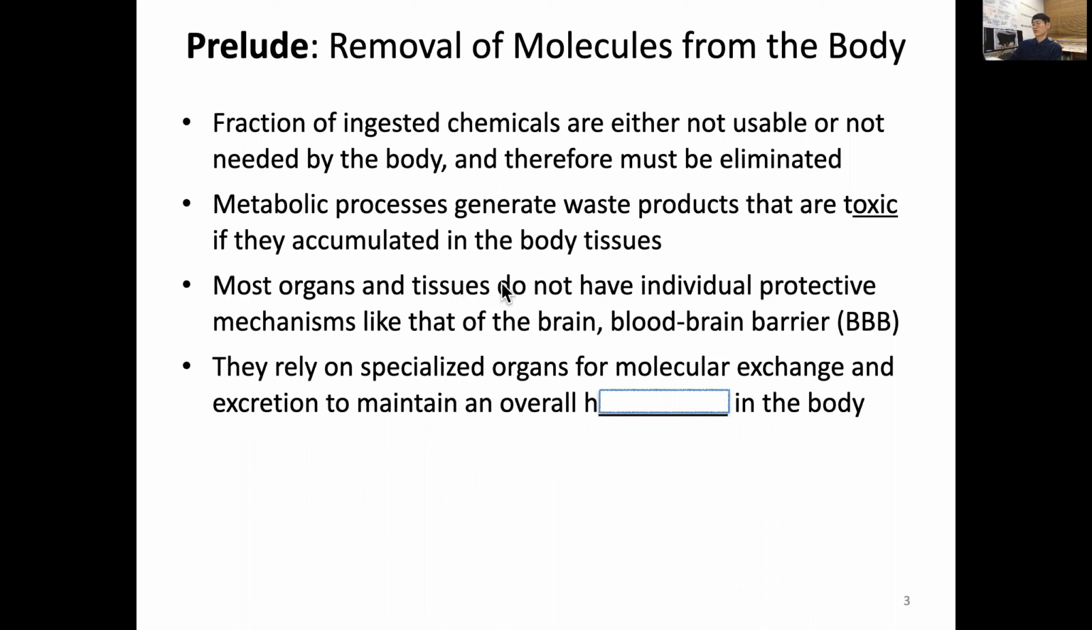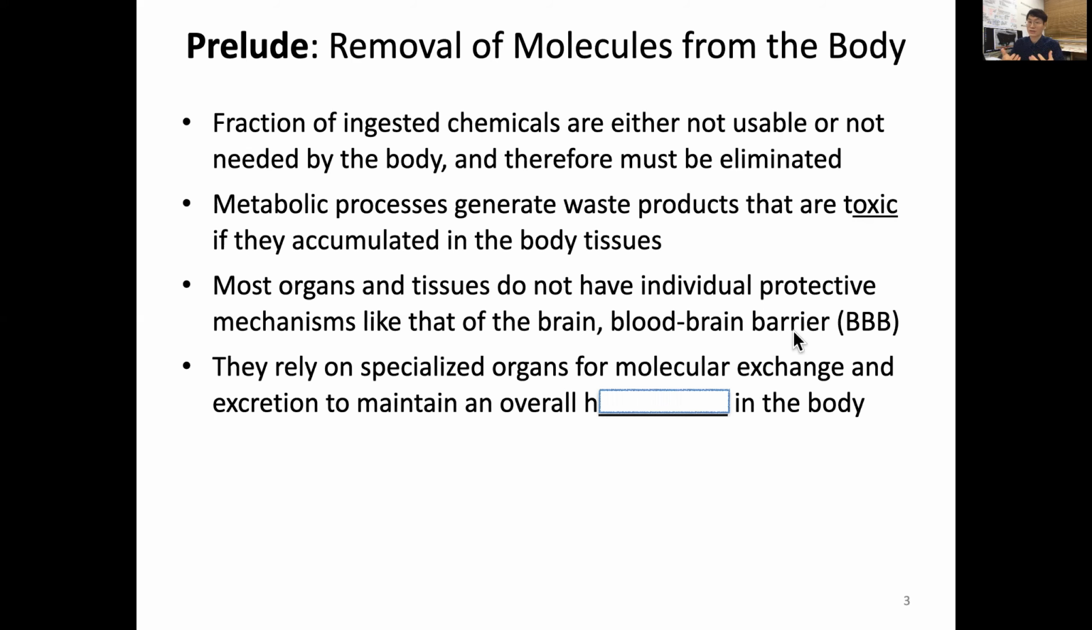Most organs and tissues do not have individual protective mechanisms like that of the brain, the blood-brain barrier. You probably have heard of the blood-brain barrier, which was discovered somehow. Let's say you inject a dye into the bloodstream of an animal, and later when you take out the animal body, you realize the majority of the body is blue with the dye, except the brain and spinal cord.